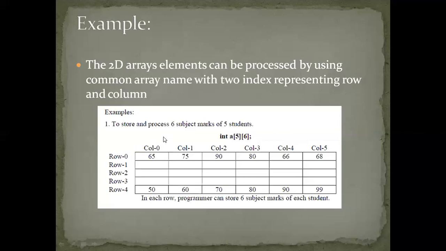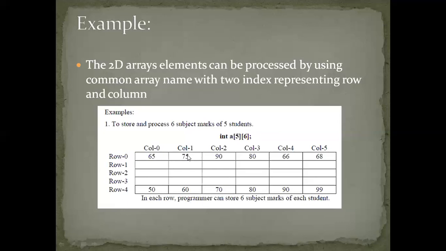In this example, how many rows have we taken? 5 rows, which are 5 students, and 6 subjects. So the column value is considered as a subject and the row value as a student. Are you getting it? Since 5 students are there, the rows are 0 to 4. We have seen that the row index starts from 0 and ends with row size minus 1. Row size is 5, 5 minus 1 is 4. Hope you have understood this concept.